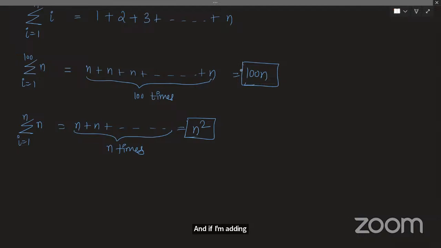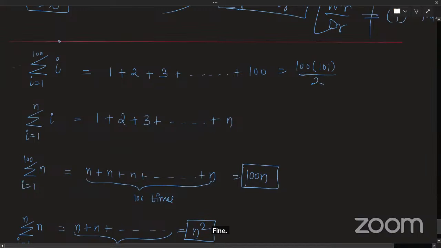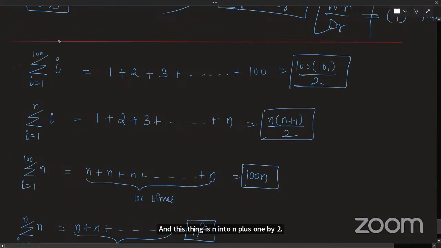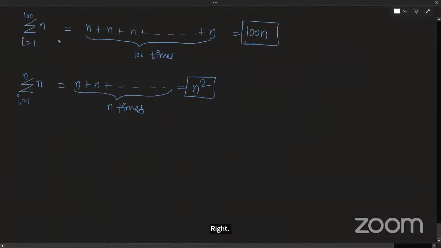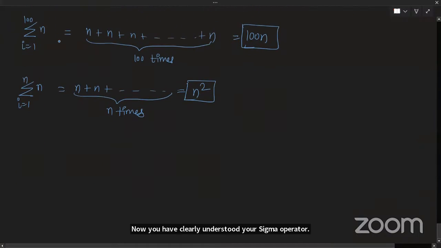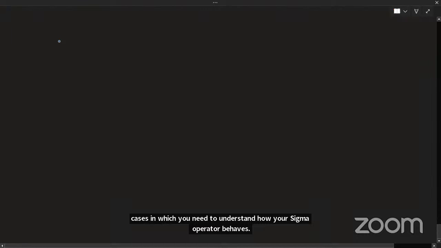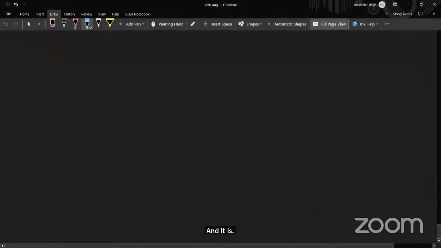Fine. And what about this? It is 100 into 101 by 2, right? And this thing is n into n plus 1 by 2, right? Sum of first n natural numbers. Fine. So now you have clearly understood your sigma operator, right? These are the only important cases in which you need to understand how your sigma operator behaves.